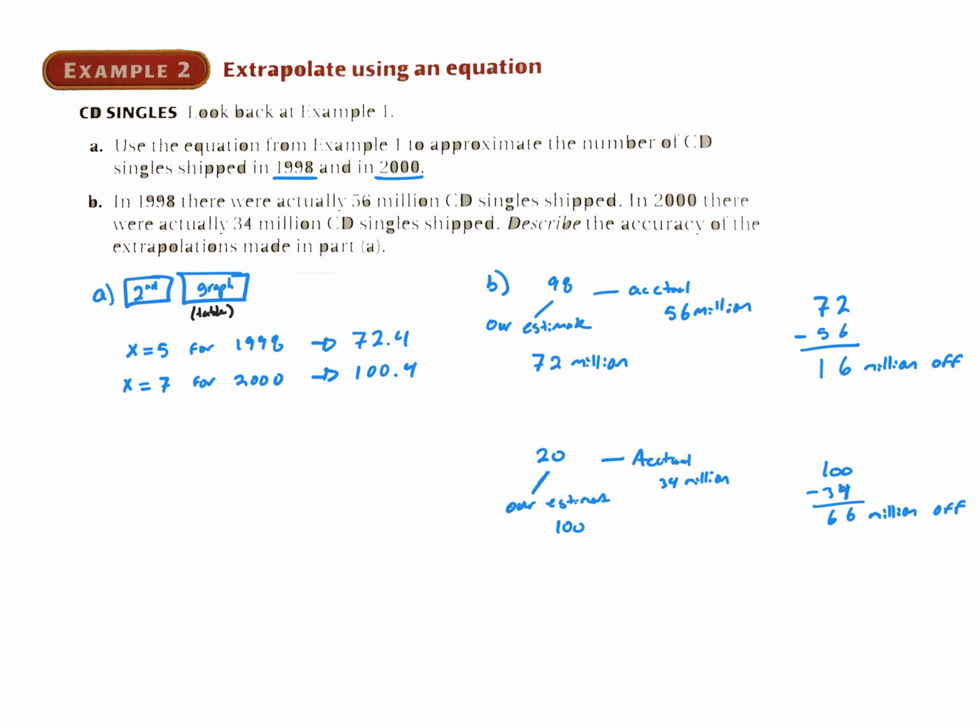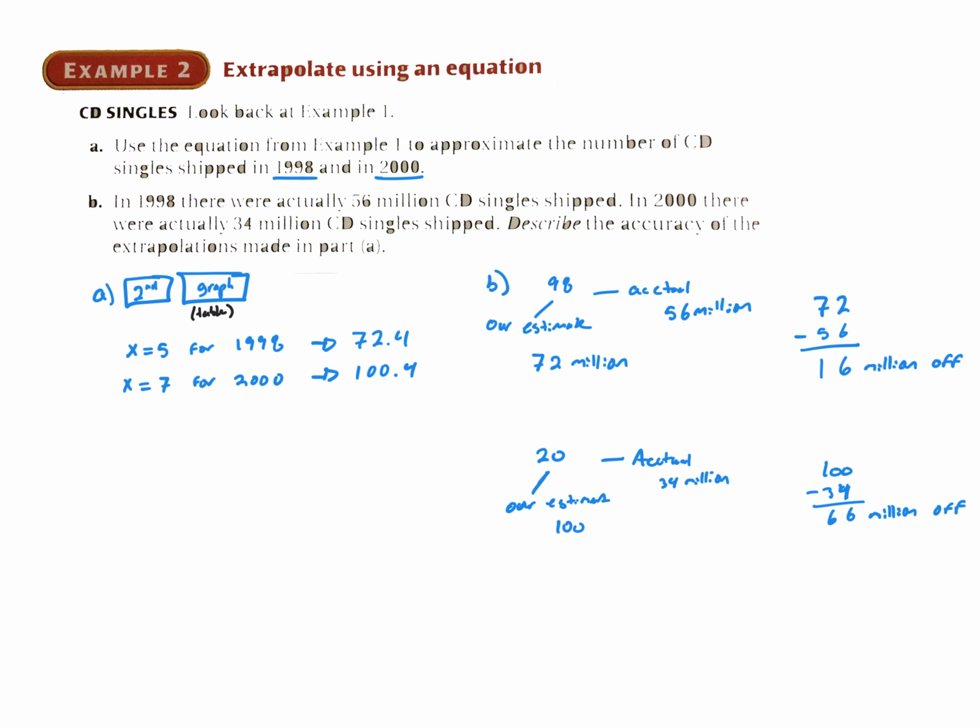For part B, it tells us some information. It actually says, in 1998, 56 million CD singles were shipped, and in 2000, there are 34 million CDs that were shipped. Okay, and so what we see is that our estimate was about 72 million, but the actual amount was 56 million. Well, when we subtract those two, that means we are 16 million off from the actual number, right? Our prediction was 16 million off from the actual number.